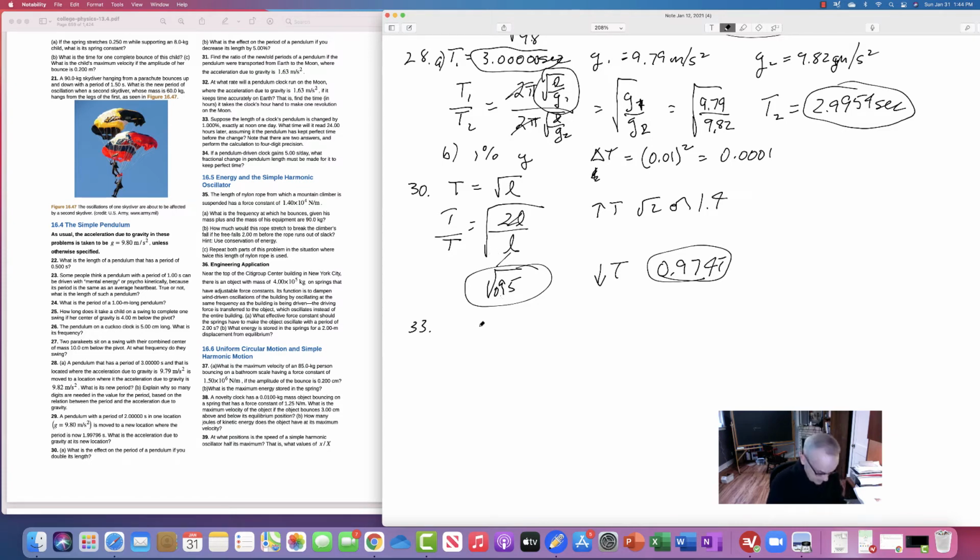The next problem, number 33. Suppose the length of a clock's pendulum is changed by exactly 1%. What time will it read 24 hours later? Okay, there are two answers because you can increase the length by 1%, or you can decrease the length by 1%.